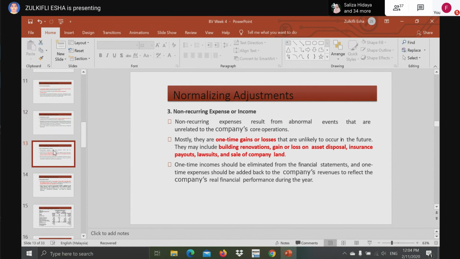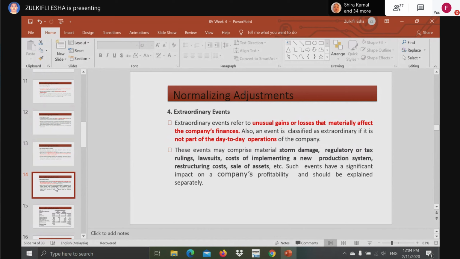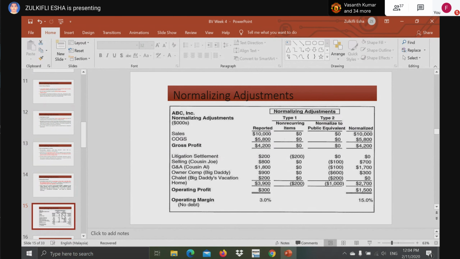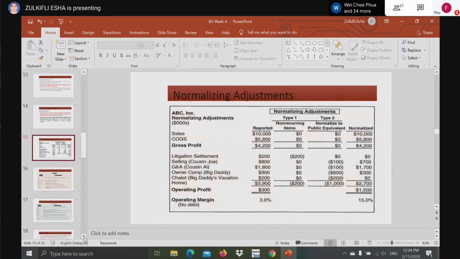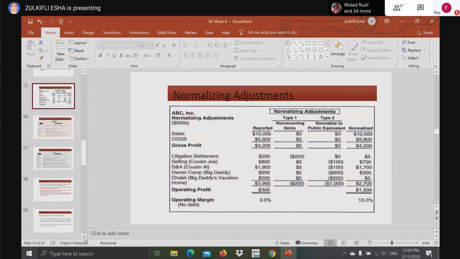So this is the normalizing adjustment for non-recurring expenses. This is the normalizing adjustment for extraordinary events, whether it is unusual gains or losses that materially affected the company's finances. So you may need to do some adjustment. This is an example of how the normalizing adjustment could be done.